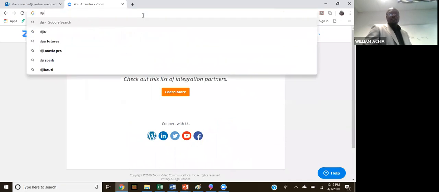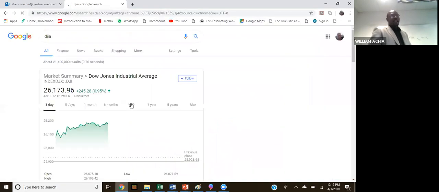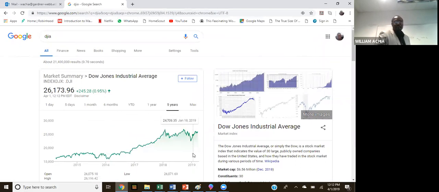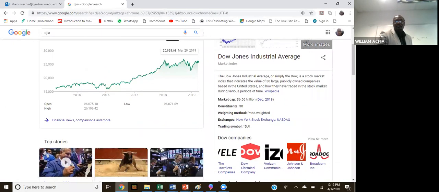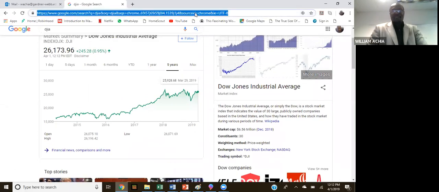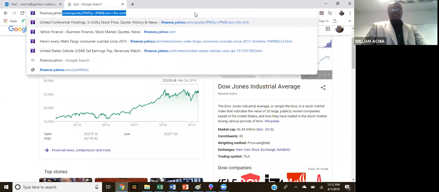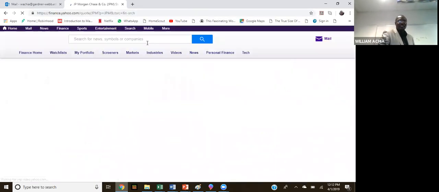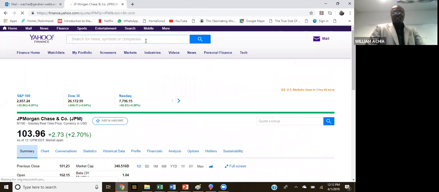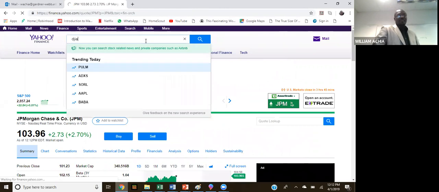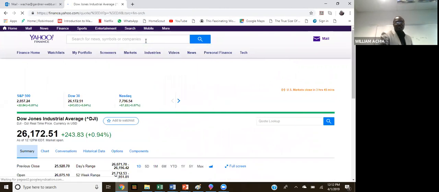So if I look at the Dow Jones Index and try and pull up the 5-year pattern, so we can make this bigger. Maybe not. It's in Yahoo. Don't like using Yahoo, but I think it has a better graph than Google Finance. So let's see the Dow Jones Index.